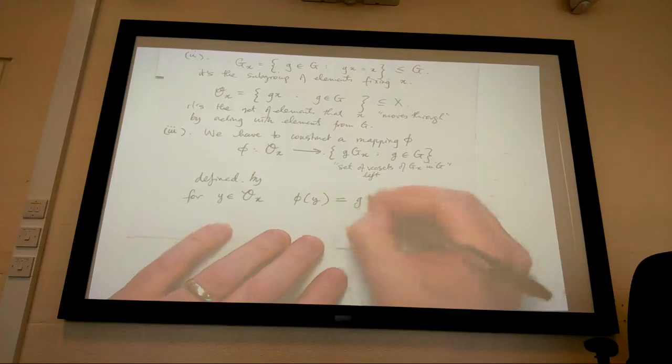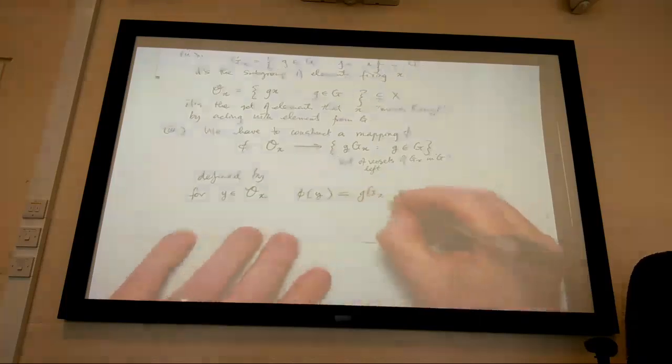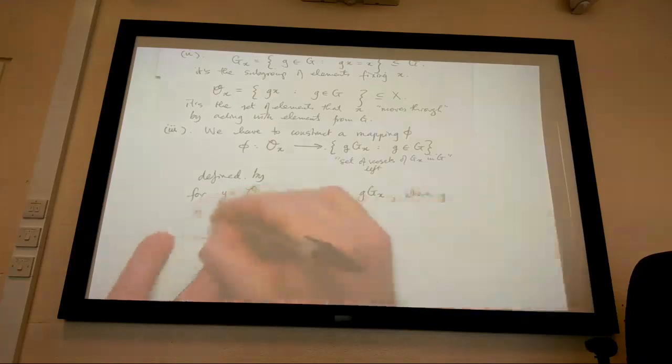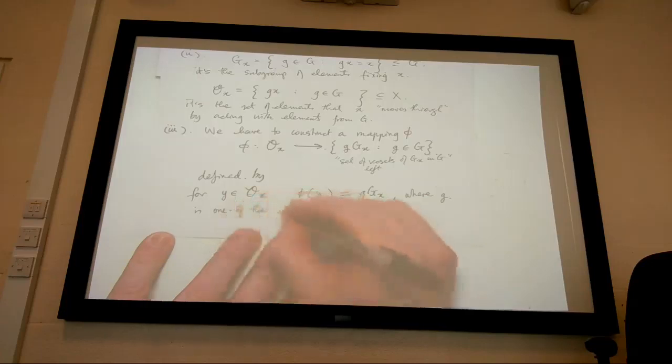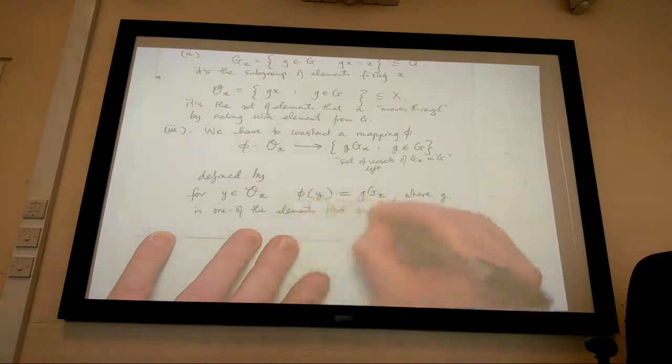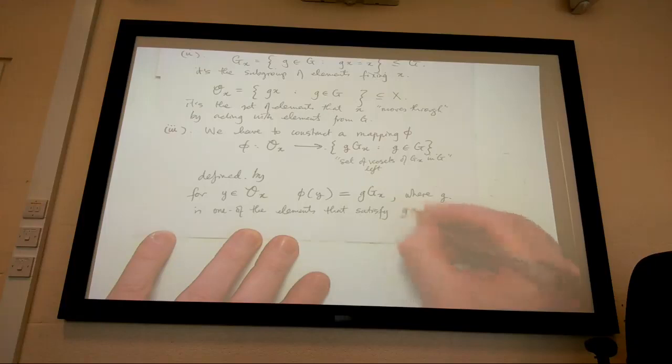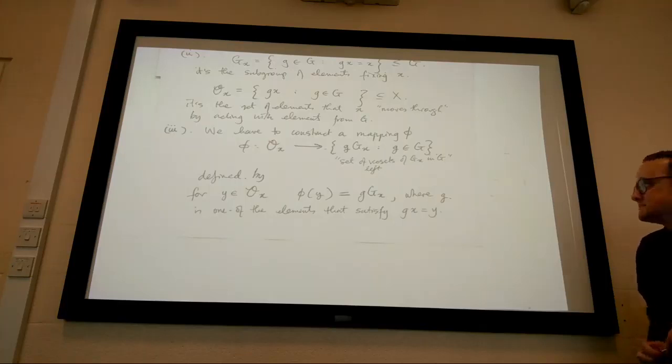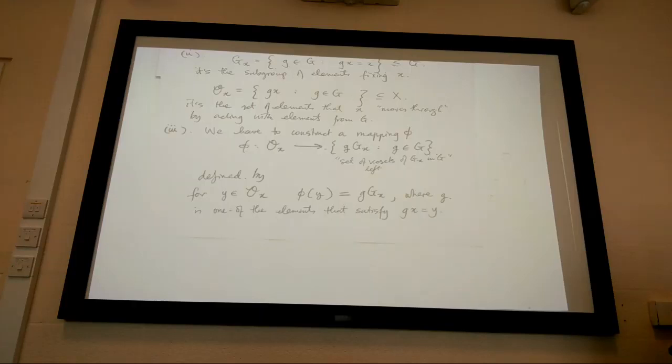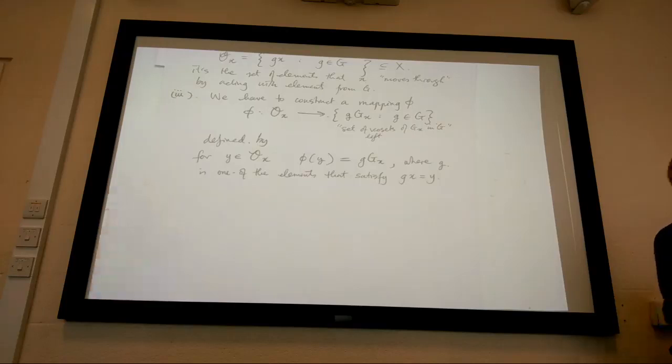We're going to say this is little g times the stabilizer of x. It's that left coset where g, now we've got a slight problem here, is one of the elements that satisfy, because there could be many of them, is the problem. One of the elements that satisfy g of x equals y. First thing we'd have to do, I think, is to prove that this mapping is well defined.